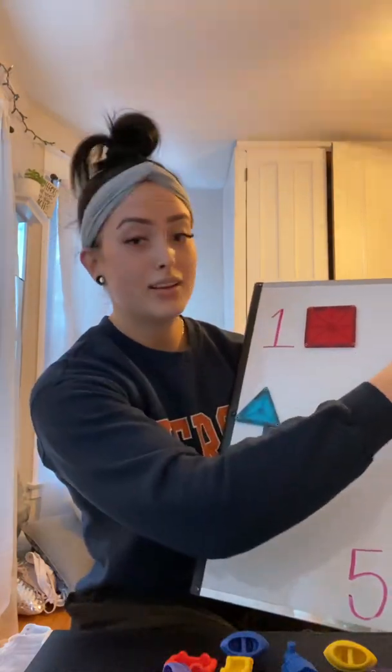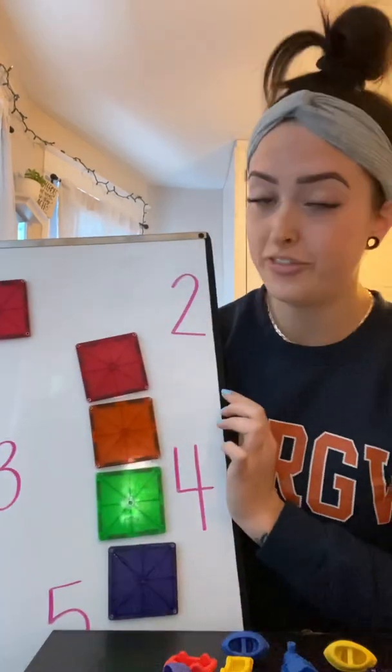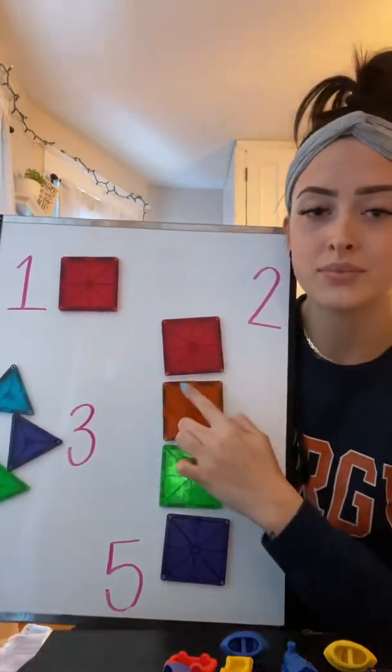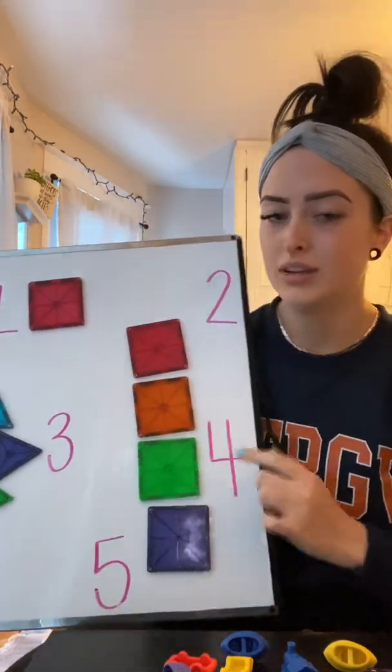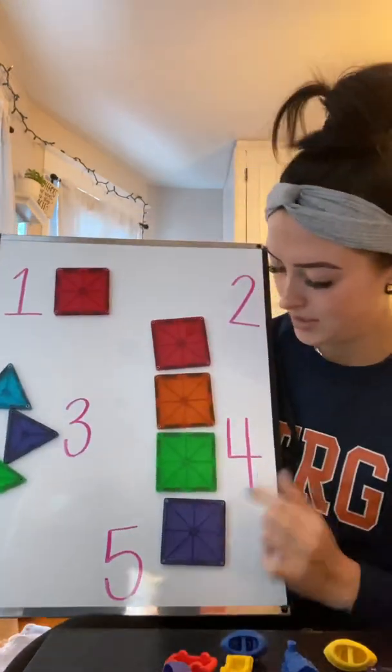This is going to be a lot of squares. Coming over here, we have 4. We have 1, 2, 3, and 4. This is going along with the number 4 that I have written next to it.